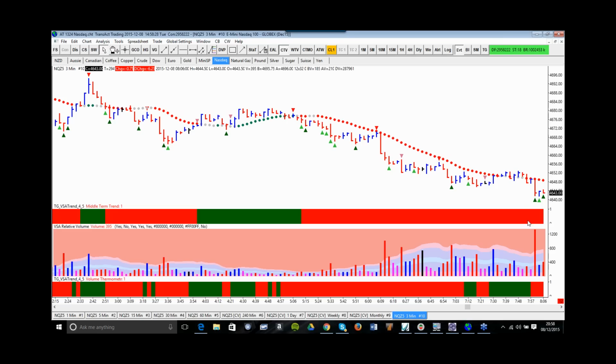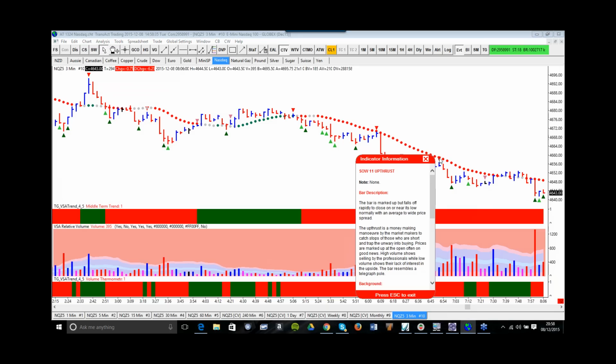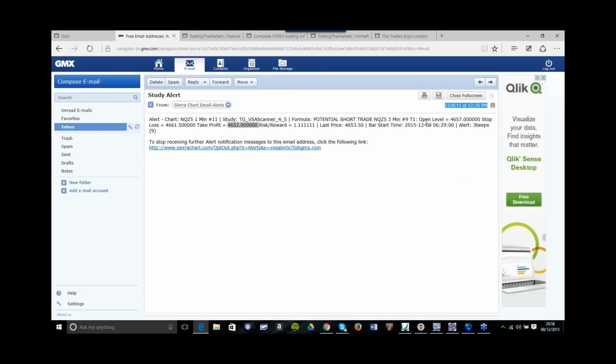Yeah, I mean, I can't. It's so obvious to us. Look, that's an upthrust at the price target in a downtrend, and you've got your confirmation telling you that the software's seen it.